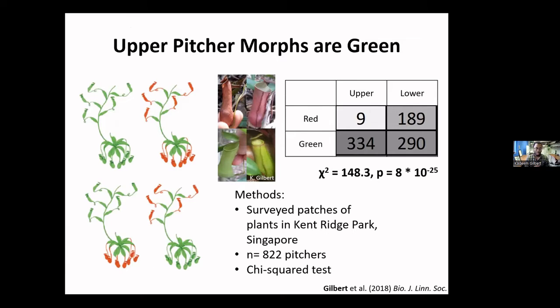Not only that, but remember how there's upper and lower pitcher morphs. Well, it turns out that the color dimorphism is disproportionate. So upper pitchers, which are by definition closer to the sun, especially once they are climbing up into the canopy, those are almost always green. Very few of these upper pitchers of gracilis are red.